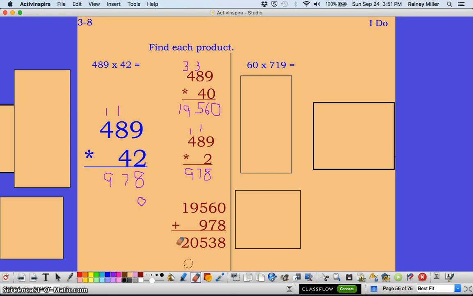And I'm going to go to the top and I am going to erase what I have up here so I don't confuse myself. Okay, so 4 times 9, that's going to be 36. So my 3 goes up here, my 6 goes down here. 4 times 8 is 32. Plus 3, that's going to be 35. So I put my 3 up here and my 5 down here. Okay? 4 times 4 is 16, plus 3, that's going to be 19.